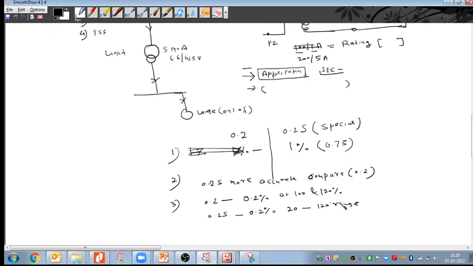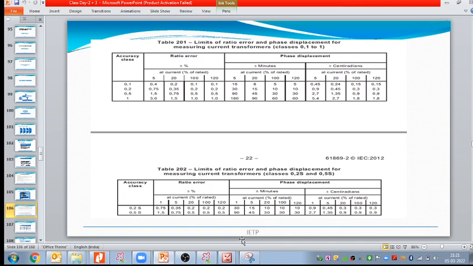So see, the 0.2 S class CT is more accurate at a lower amount of current compared to the 0.2 class CT. I hope these three statements make it clear about the difference between 0.2 and 0.2 S class CT. The same concept we can apply to understand the difference between 0.5 and 0.5 S class CT. I think now your query is addressed.